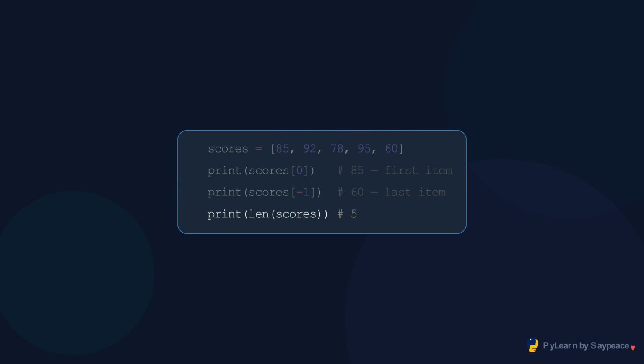Assign to an index to change a value. The 78 at position 2 is now 80. Lists are the most used data structure in Python. You will reach for them constantly.